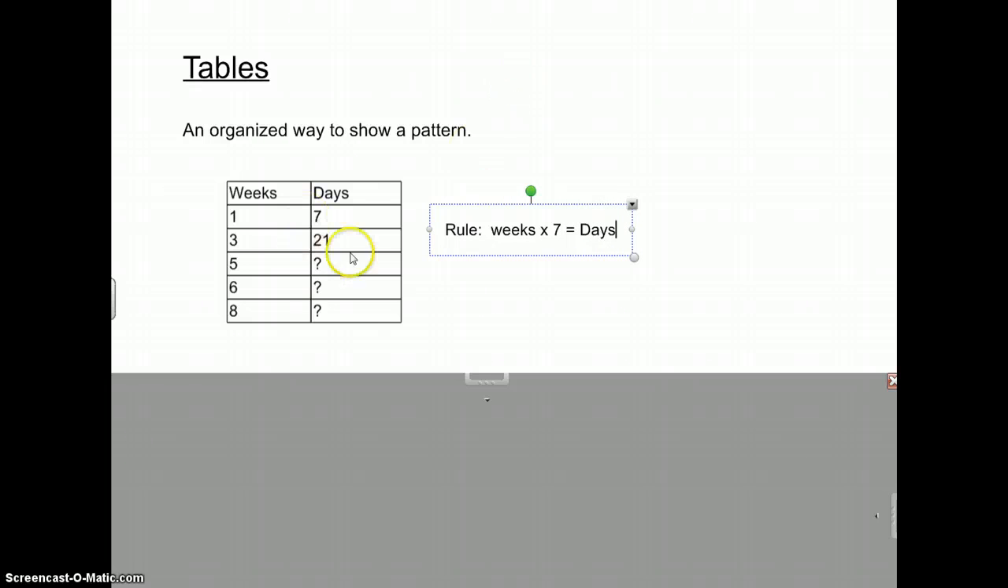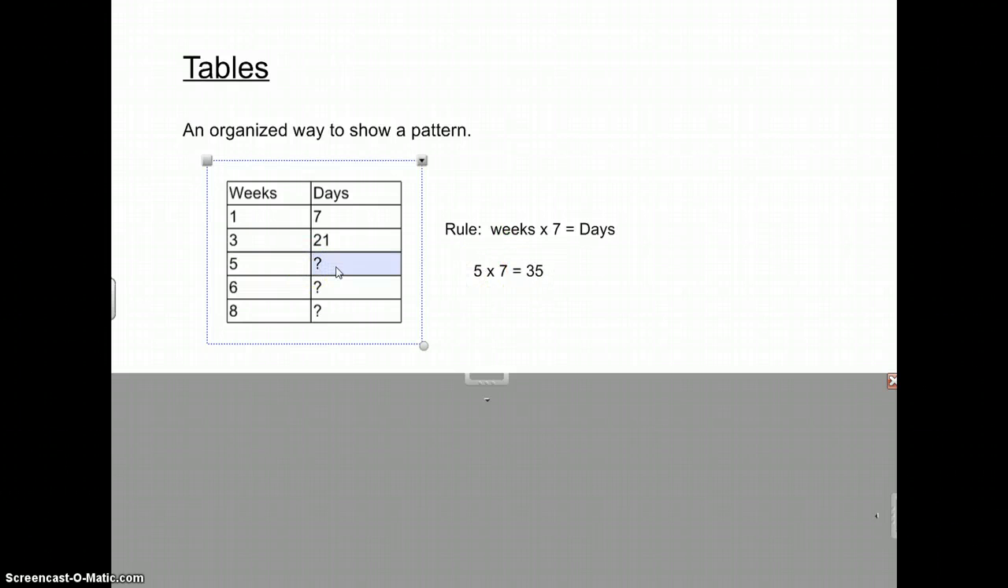So to figure out this day right here, we're going to take 5 weeks and multiply that by 7. You should come up with the answer of, that's right, 35 days is what goes in here. Okay, you go ahead and pause the video and come up with the next 2 answers. 6 times 7 and 8 times 7.